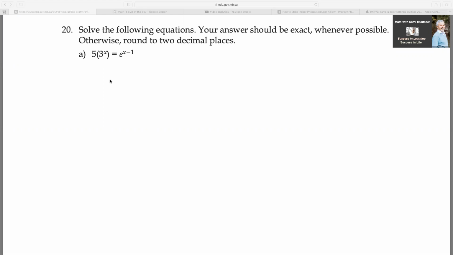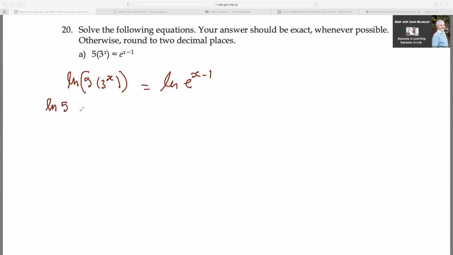So here's another question that involves the ln, natural log. This is a little bit more challenging, and the reason is when you ln both sides. So if you ln both sides here, ln of 5 times 3 to the x equals ln e to the x minus 1. So here, you see this 5 times 3 to the x, and the rule is when you have two things that are multiplied, you have to expand them and change them to addition.